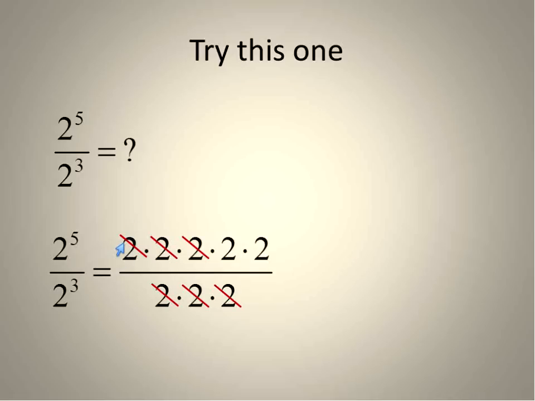So here's what we end up with if we write it all out. We had 5 2's on the top, 3 2's on the bottom, canceled them all out, and we're left with 2 times 2, or in other words, 2 to the power of 2 on the top. We're left with 1 on the bottom, and that's important because this is 1 times 1 times 1. We can't just get rid of it. So 2 to the power of 2 is 4, and 4 divided by 1 is 4. So this is our simplified final answer. 2 to the power of 5 divided by 2 to the power of 3 will leave us with 4 in the end.